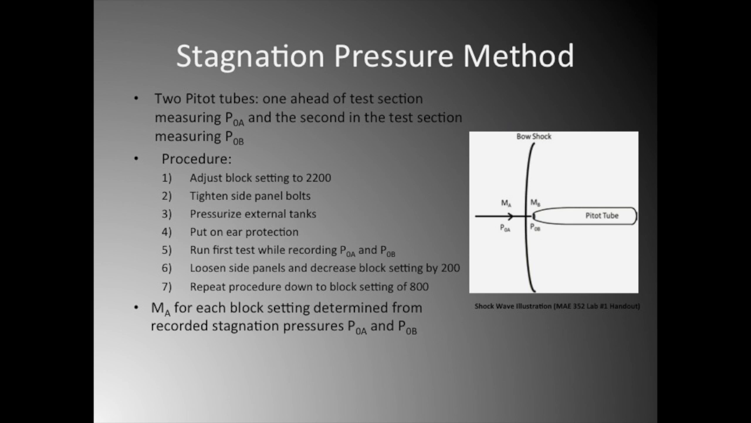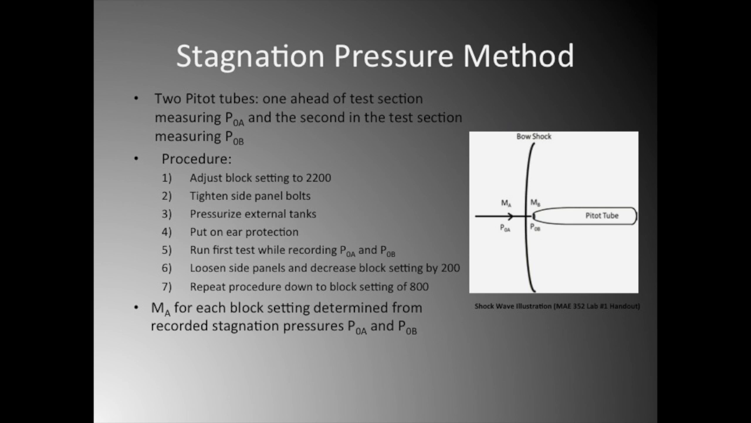The procedure for this experiment is as follows. First, adjust the block setting to 2200, then tighten the side panel bolts, pressurize the external tanks, put on ear protection, then run the first test while recording P0 A and P0 B on the computer. Then we can loosen the side panels and decrease the block setting by 200. This changes the throat area. Repeat the procedure down to a block setting of 800 by decreasing by 200 every time.